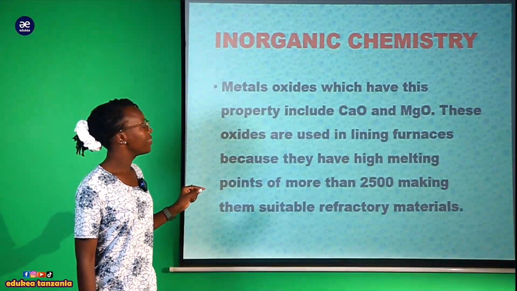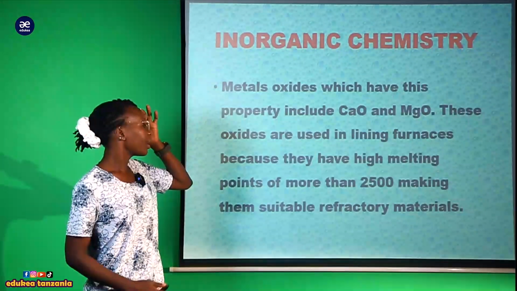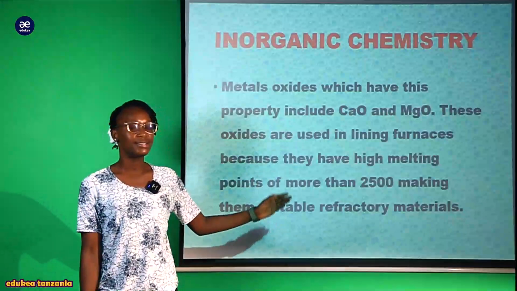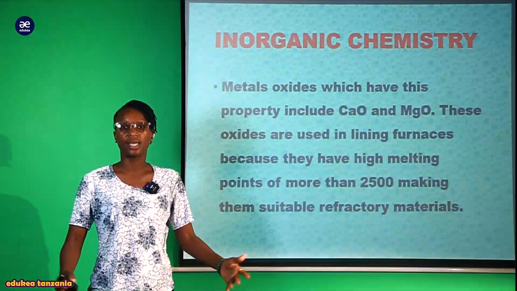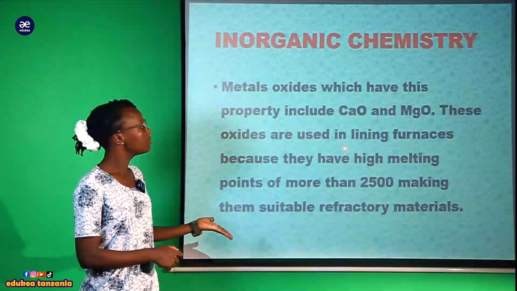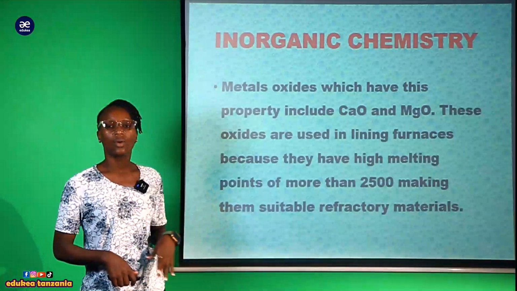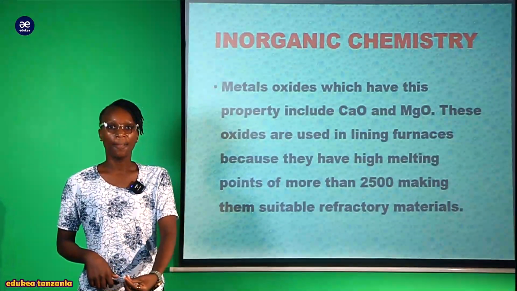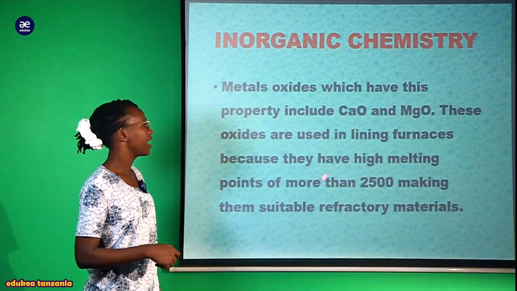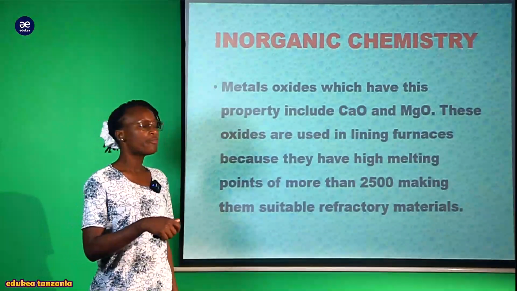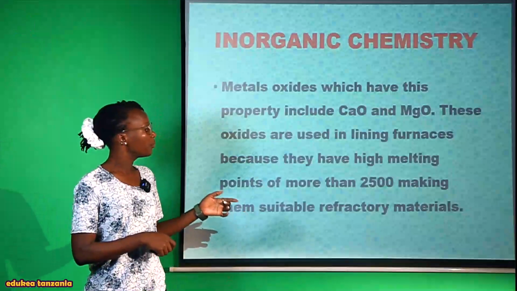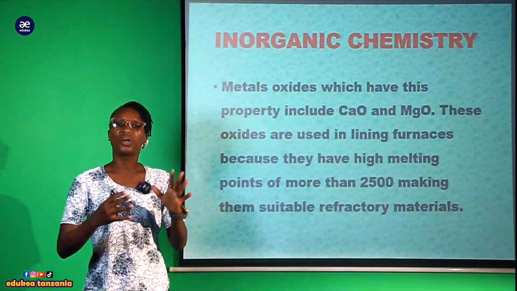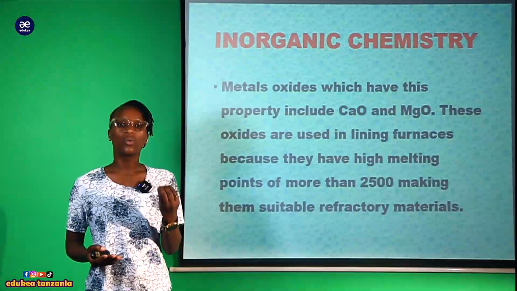Sasa anasema kwamba these refractory materials can be useful in lining furnaces. Sasa hizi furnaces naamini utakuwa unajua ni zipi kwa sababu zinategemeana. Kwa hiyo kwenye issue zima lining furnaces, kwa nini? Kwa sababu tunakuja kuona zile sifa zake. Hizi refractory materials zina sifa gani? For instance, anasema kwamba they have a high melting point of more than. Ina maana bila melting point ya hii hapa ni ngumu hii material kuwa shaped. Kwa hiyo lazima iwe temperature kubwa.